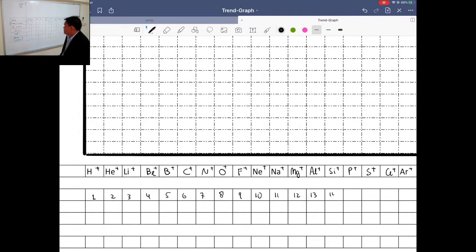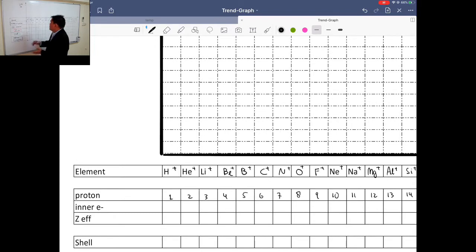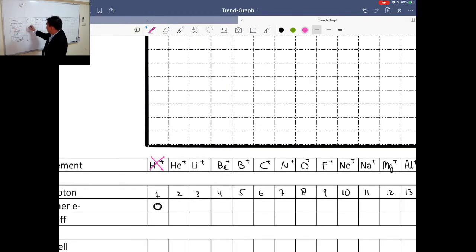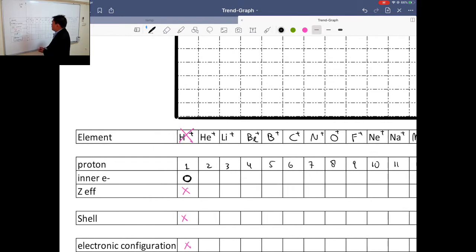The inner electron is the number of electrons inside that cation that is not the valence electron. In the case of H+, you're not going to have the second ionization energy for hydrogen in the first place, because hydrogen has only 1 electron. You cannot take the second electron from H+, so we are going to leave this column empty. How about He+? He+ has 1 electron, and that electron is considered a valence electron.